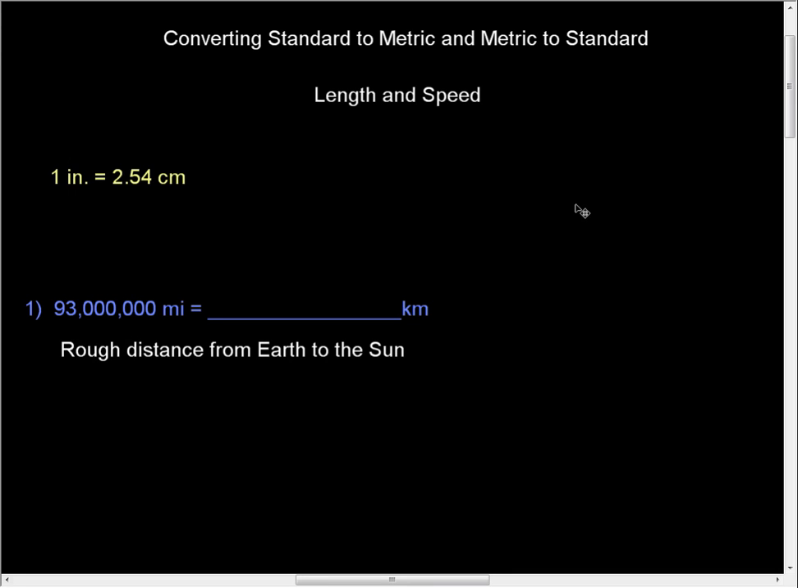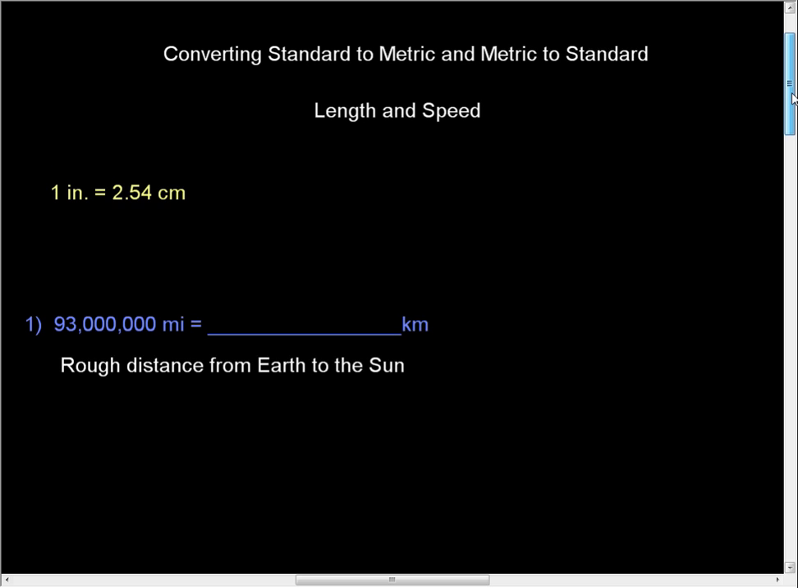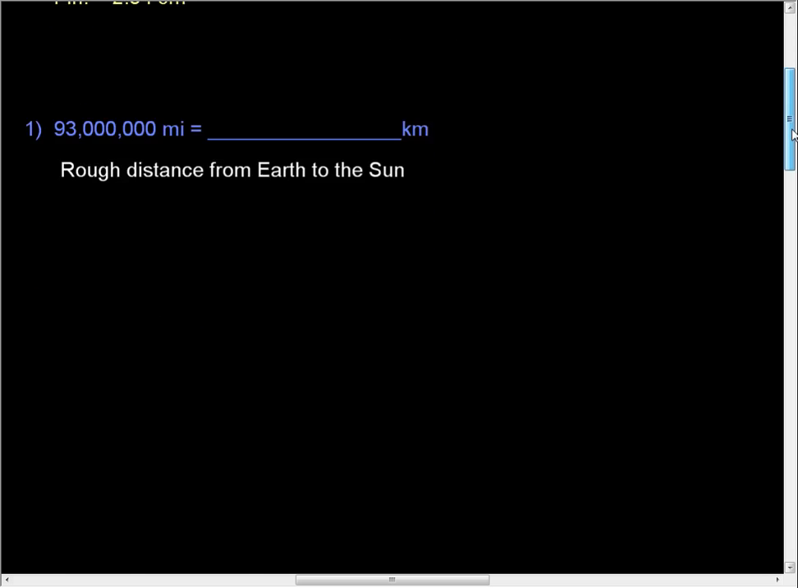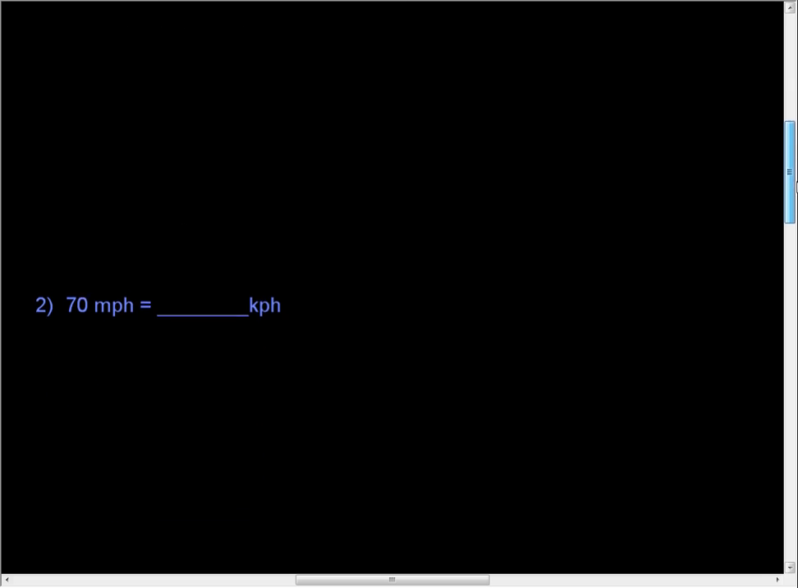In this video, we're going to be converting from standard to metric and metric to standard, but only dealing in lengths and speed. I've got a couple of problems here. The first one is 93 million miles, and we want to convert that to kilometers. This represents roughly the distance between Earth and the Sun. In the next example, we've got speeds going from miles per hour to kilometers per hour. And I'll show you how to deal with those.